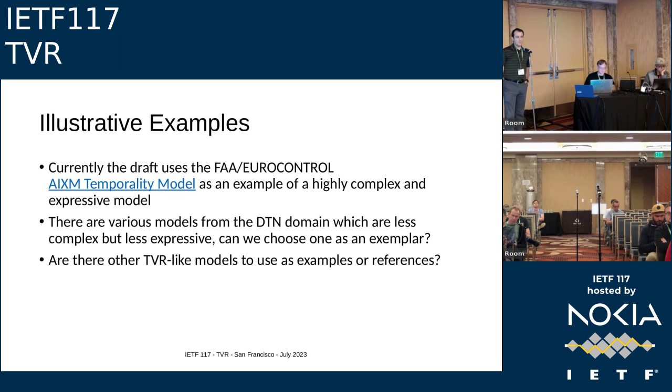So also for examples, there are some existing models that come from the delay tolerant networking domain. They are in some cases less complex and less expressive. We don't have one model to rule everything. But we still would like to point at some existing models to use as, again, examples of what an existing system looks like and how it fits into this set of aspects that are defined in this document. So it's an open call to say, are there existing models that are TVR-like enough that we can point to and say, okay, what does this model look like when viewed through the lens of these aspects that we're defining in this document? Next slide, please.